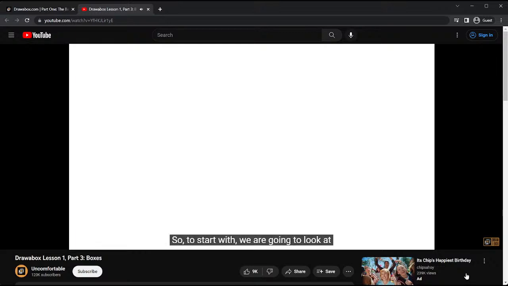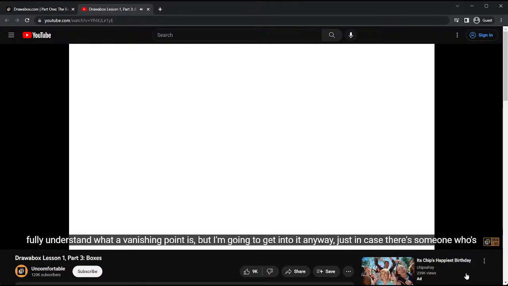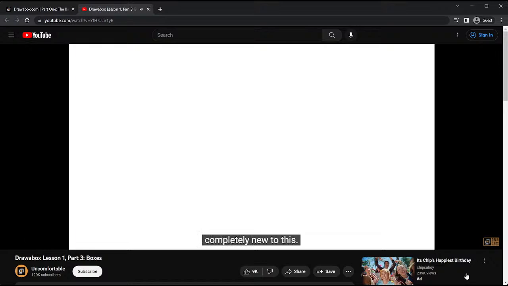So to start with, we are going to look at the concept of a vanishing point. And if you've encountered perspective before or have tried to learn this stuff in the past, you may fully understand what a vanishing point is, but I'm going to get into it anyway, just in case there's someone who's completely new to this.